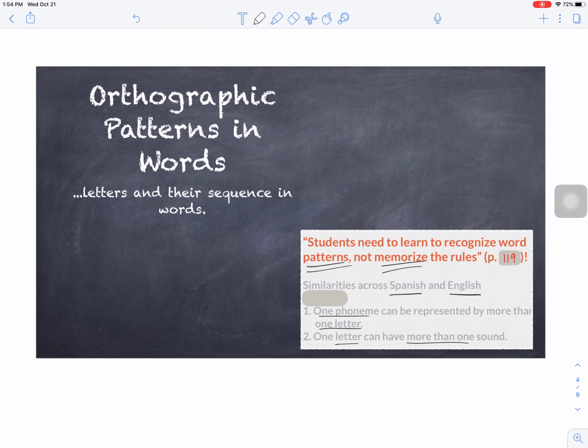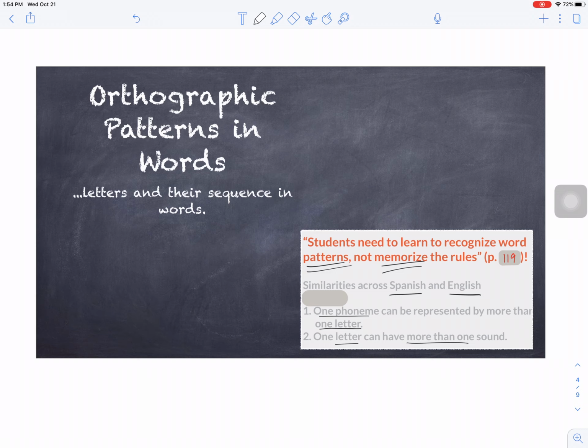So that's what developmentally appropriate spelling instruction should look like. It should look individualized, just like all the other content that we teach students in our classrooms. It should be differentiated based on where they are as spellers and as learners.